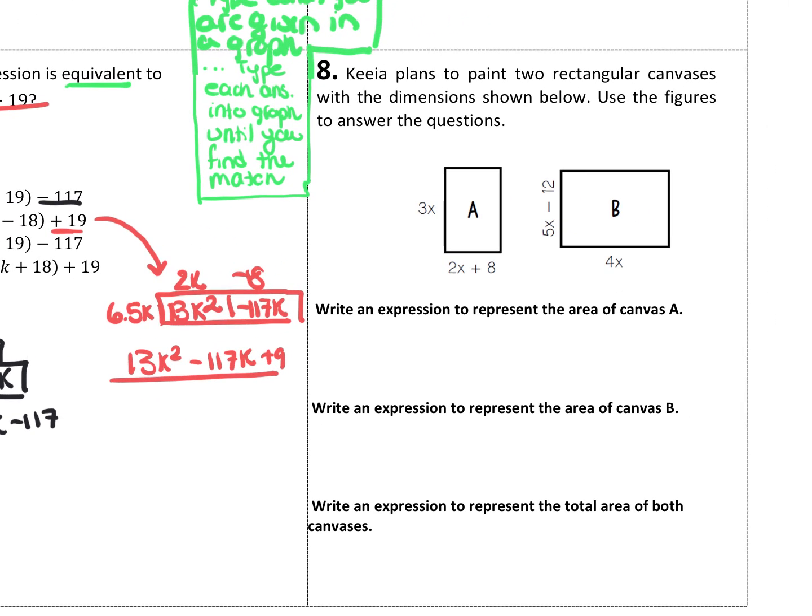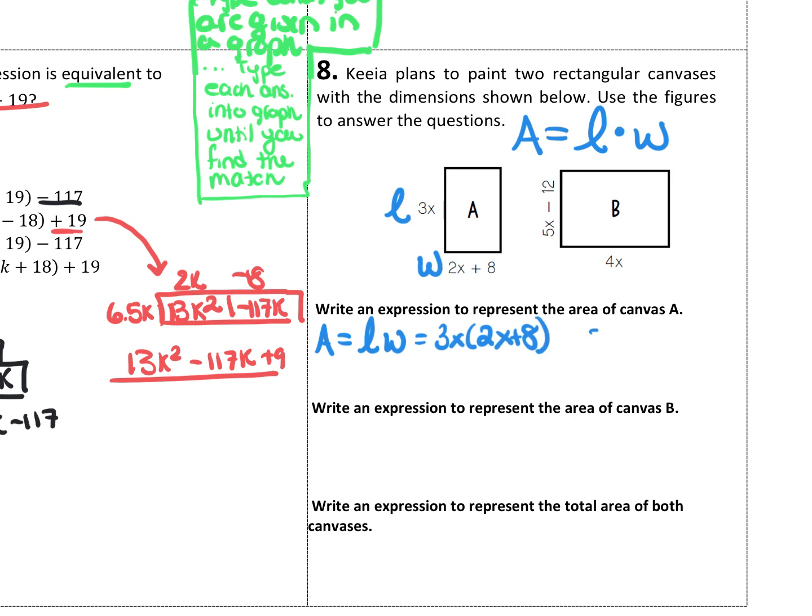On number 8, you have to know this formula. You must know it for your test. Area of a rectangular square is length times width. So it says write the expression to represent area of canvas A. So I'm going to let this one be my length, and I'll let this one be my width. So my area for A, or canvas A, is going to be length times width, which is 3x times 2x plus 8. I can turn that into a box problem.